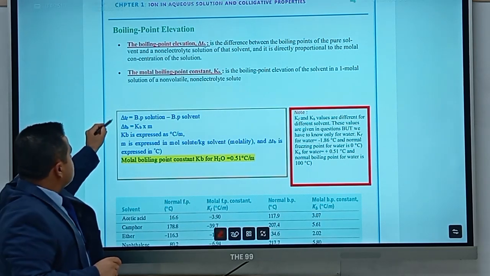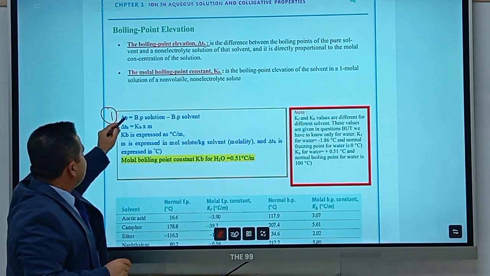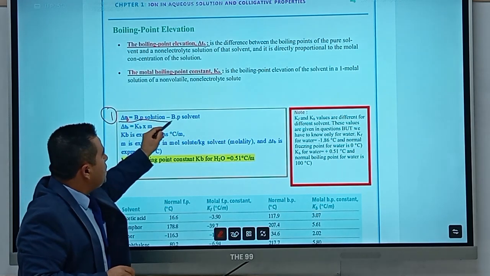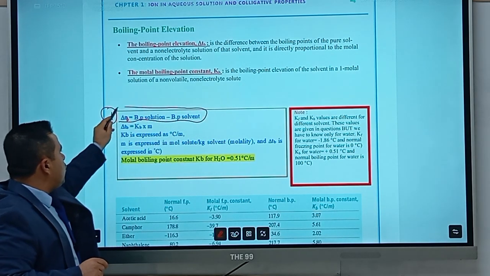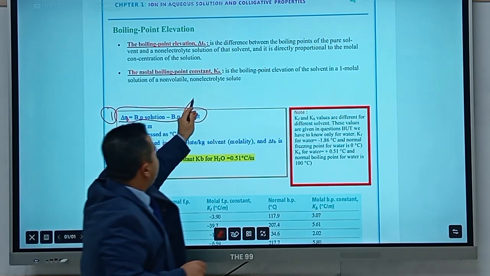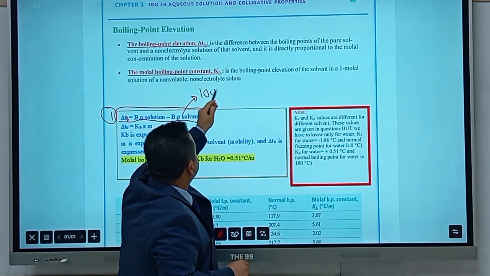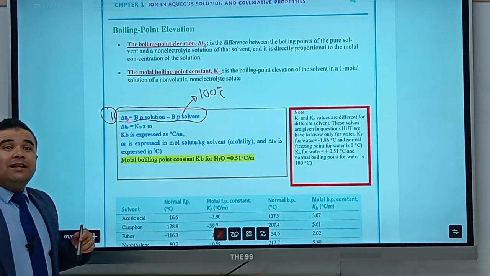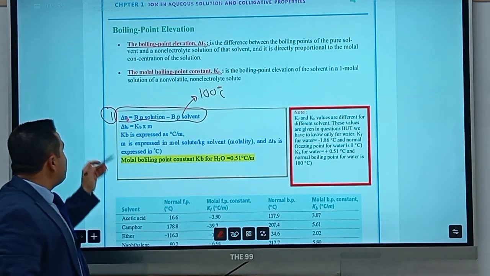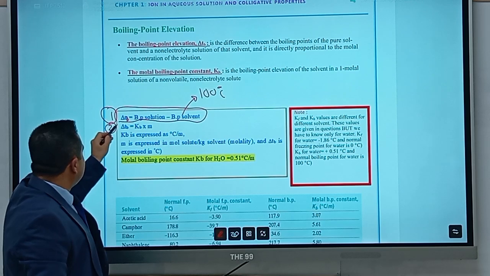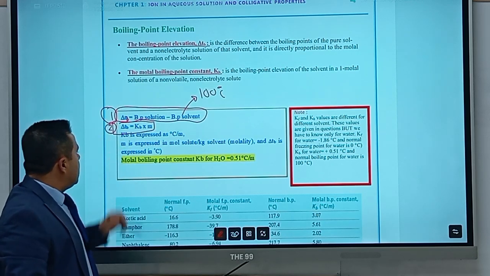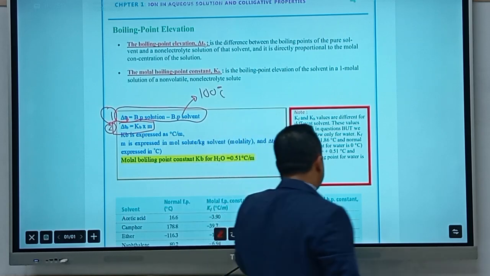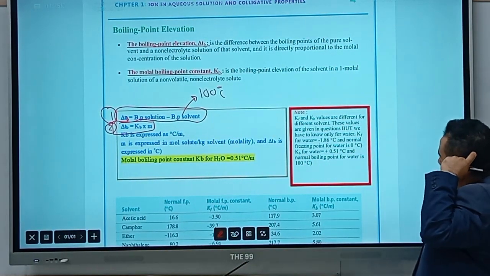This is the first one, guys. Delta TB must be the boiling point of the solution minus the boiling point of the solvent. The boiling point of the solvent is usually 100 Celsius for water. And delta TB is equal to Kb multiplied by molality, the second equation, the molality of the solution.